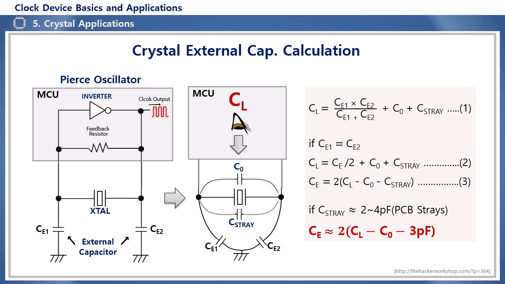Stray capacitors are parasitic capacitances due to the pattern of the crystal pins, and have a value in the range of 2 to 4 picofarads depending on the pattern structure. So if we assume it to be 3 picofarads, the external capacitance CE to be connected to both crystal terminals can be roughly calculated by the relationship of load capacitance CL, minus shunt capacitance C0, and minus 3 picofarads, times 2.